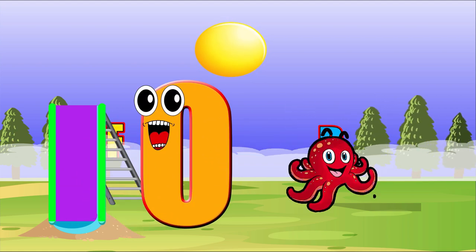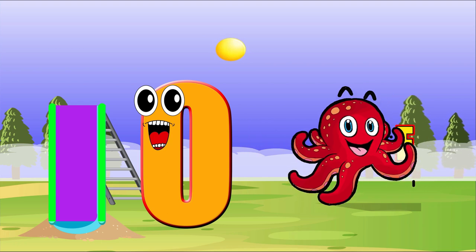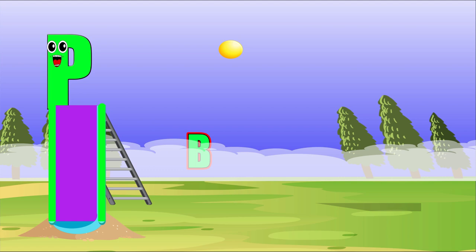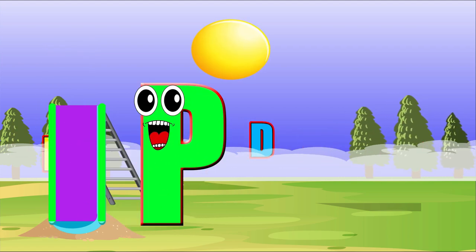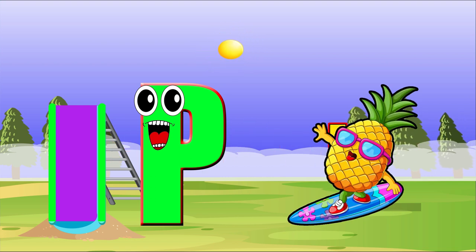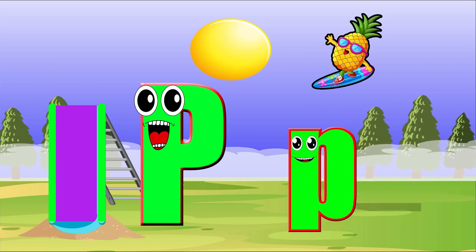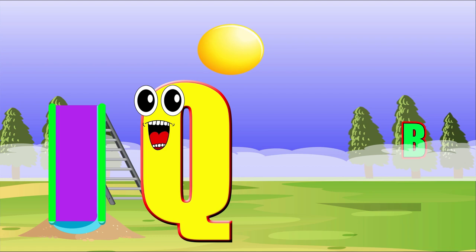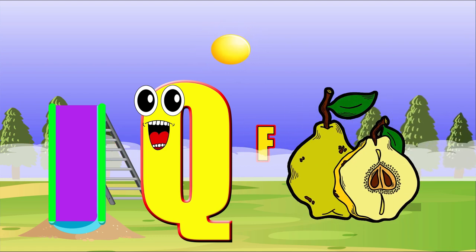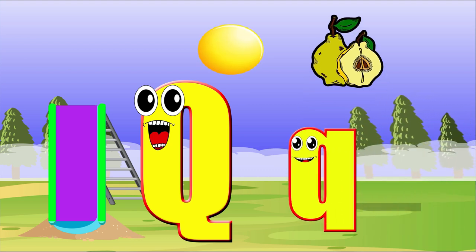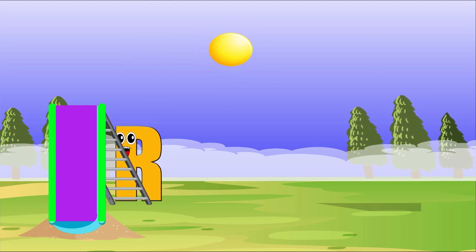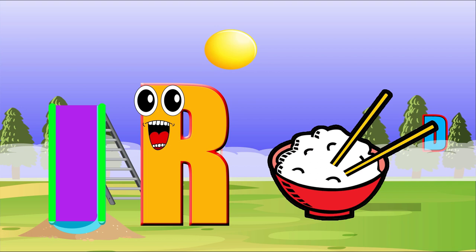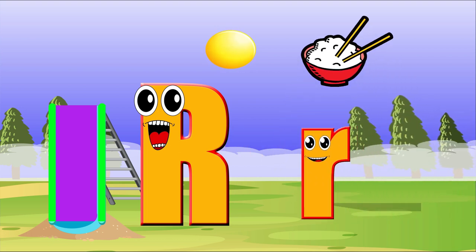O is for octopus. P is for pineapple. Q is for quince. R is for rice.